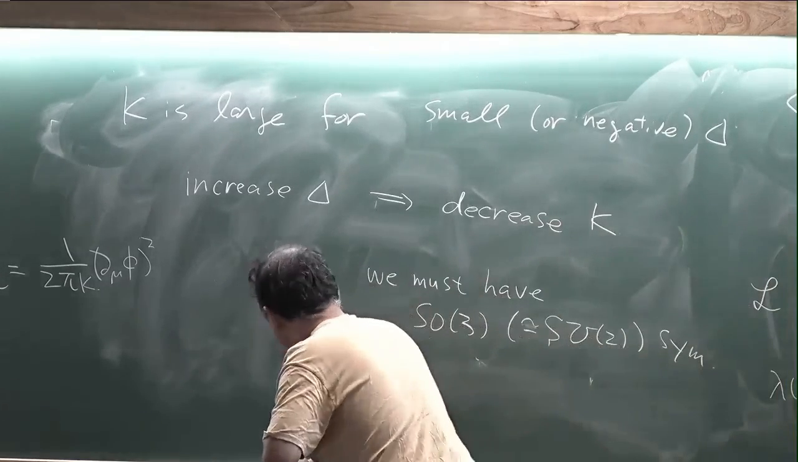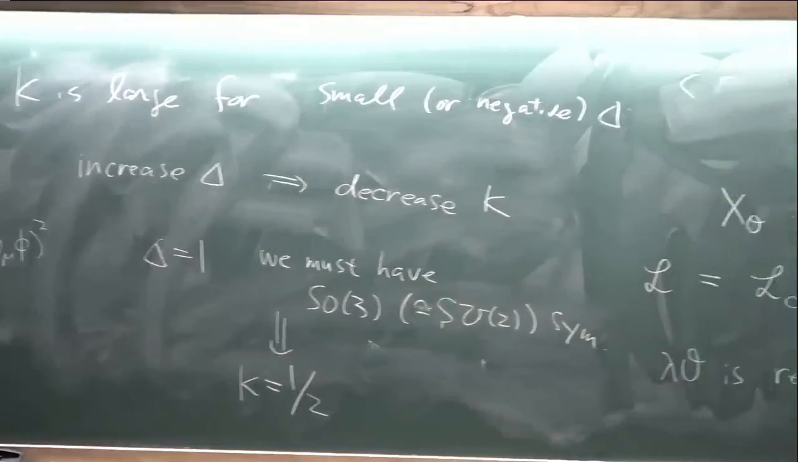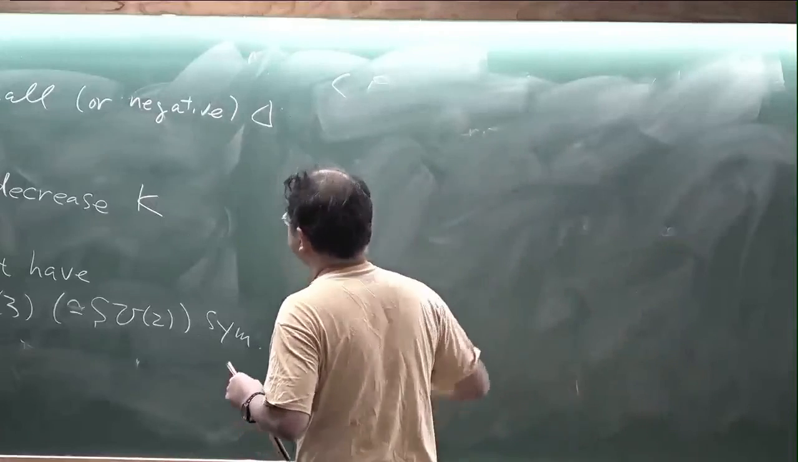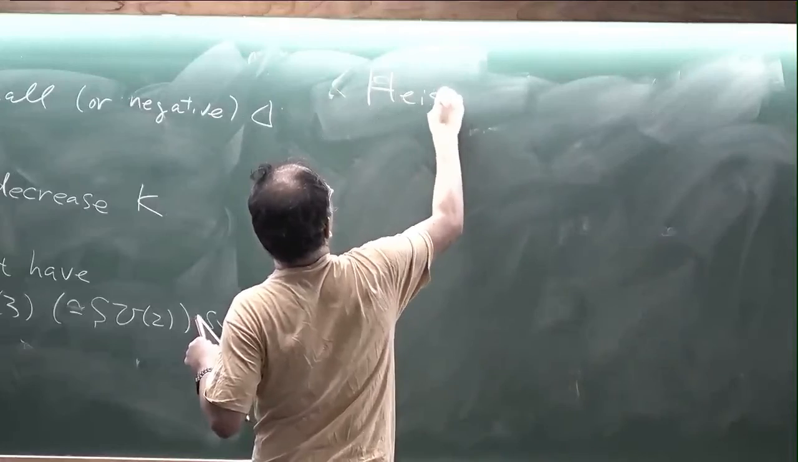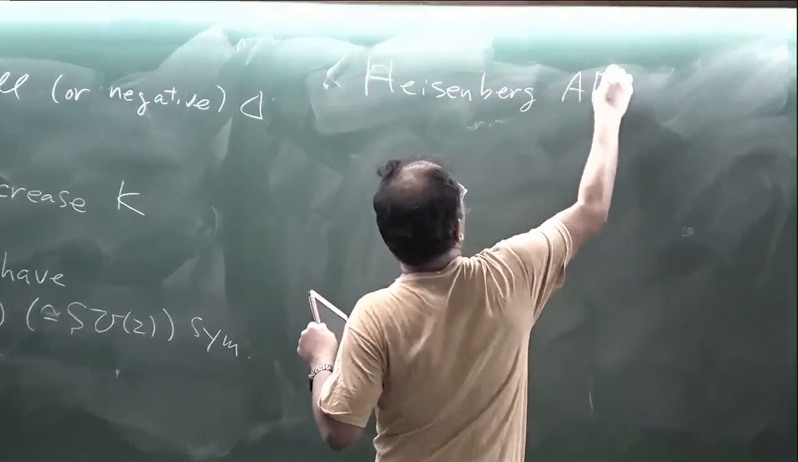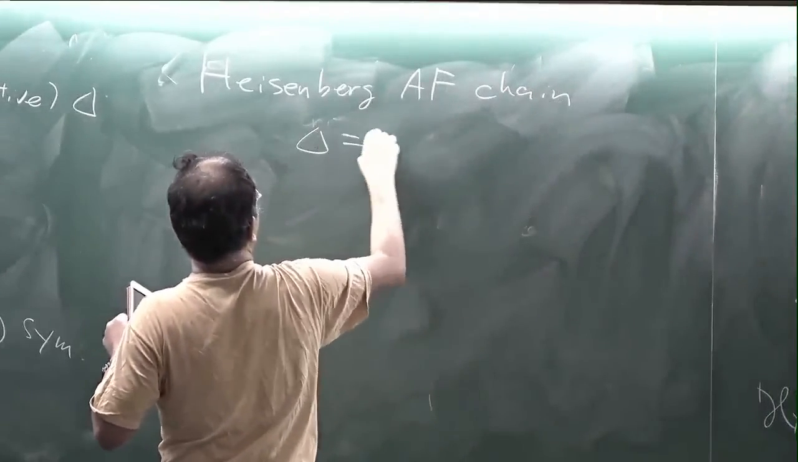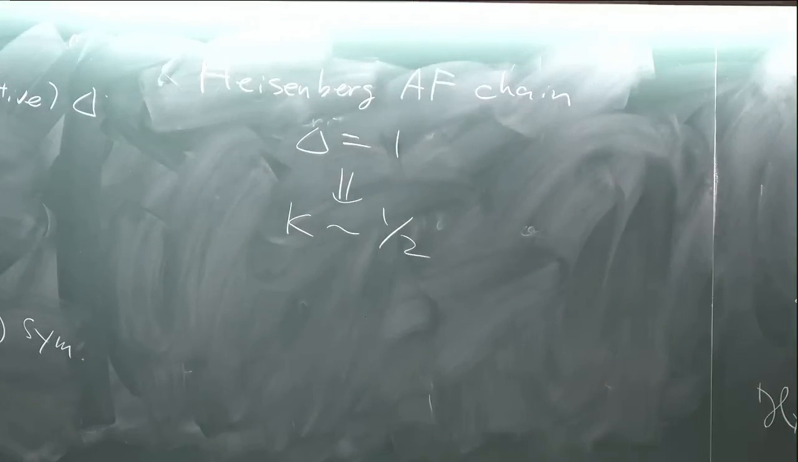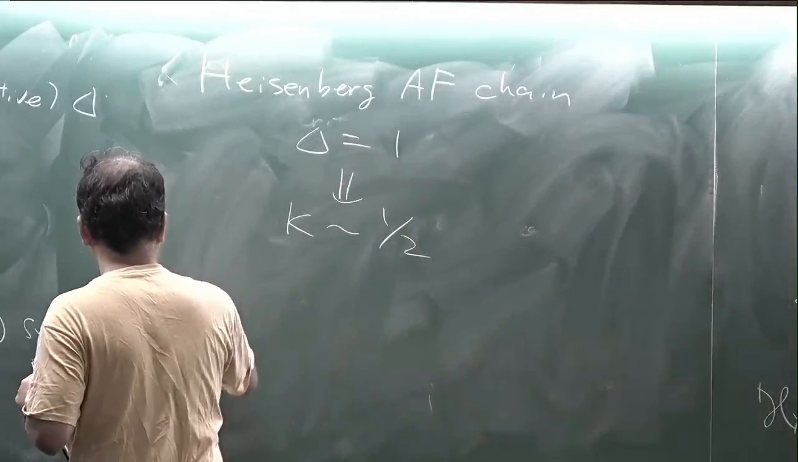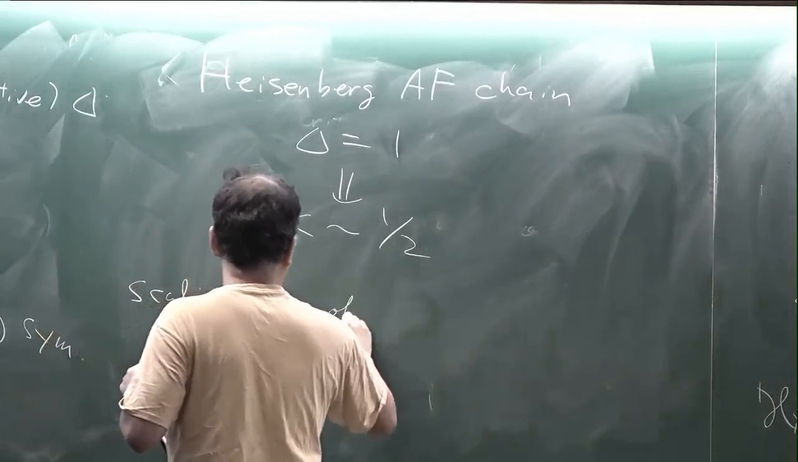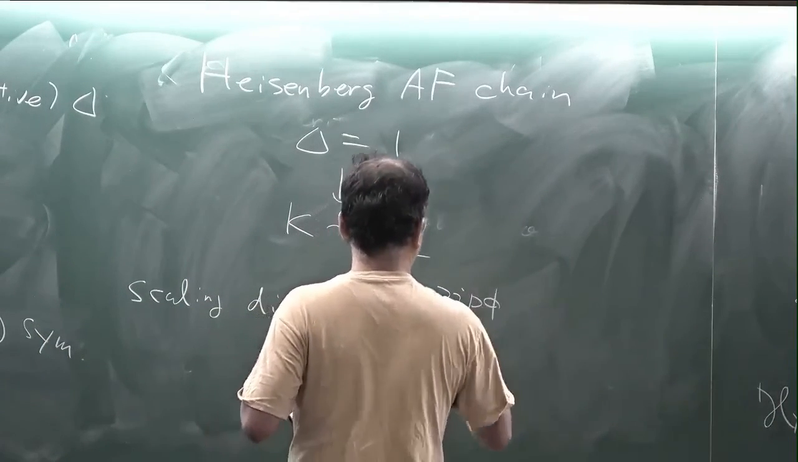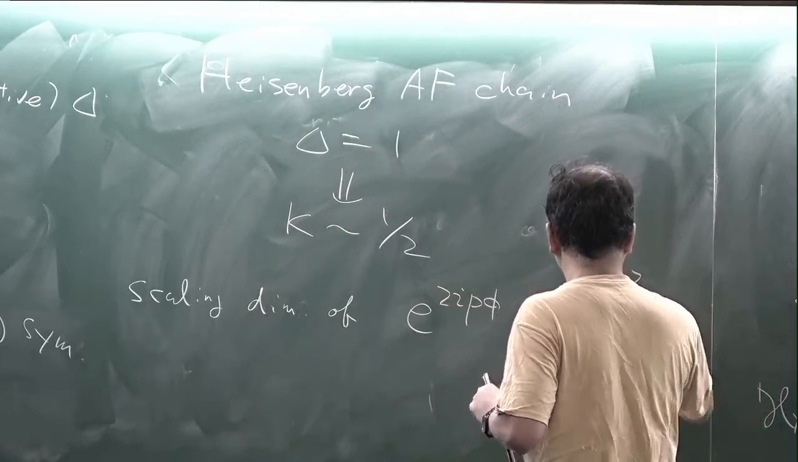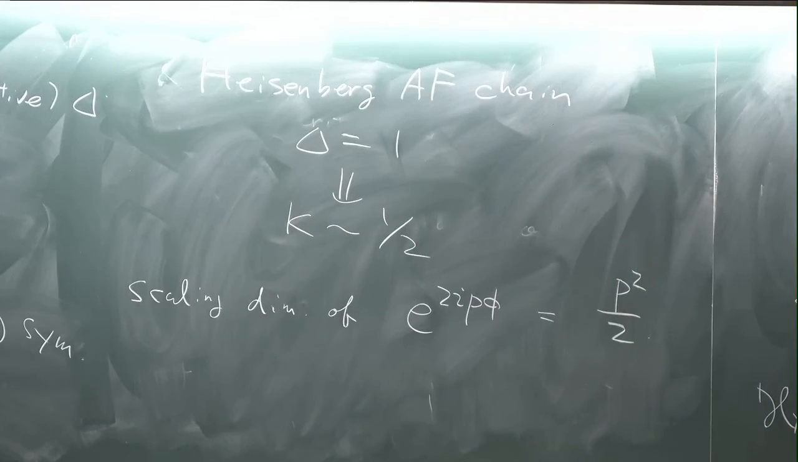So we are interested in the anti-Heisenberg chain with delta equals 1. Then we can assume K is 1/2. Then the scaling dimension of e to the 2i p phi is p squared over 2. Okay.